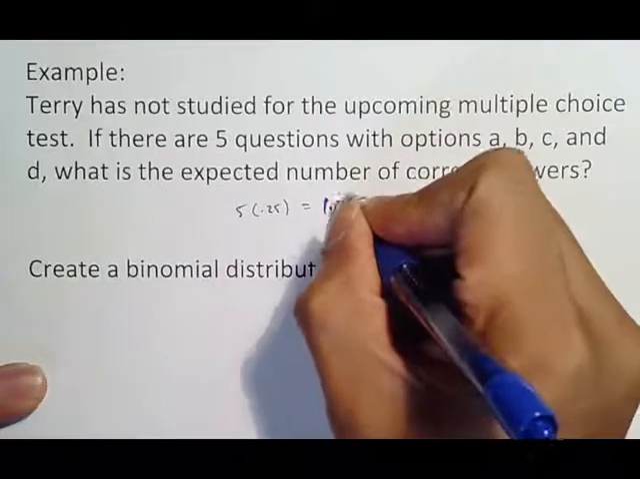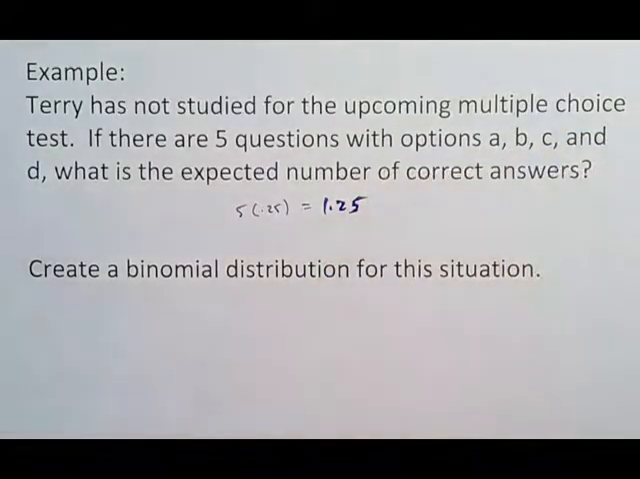So the lesson of the day right now is that if you have a 5-question assessment and it's multiple choice and you don't study at all and you know nothing at all about it, you are supposed to get around a 1.25. But let's create a binomial distribution for this situation real fast.